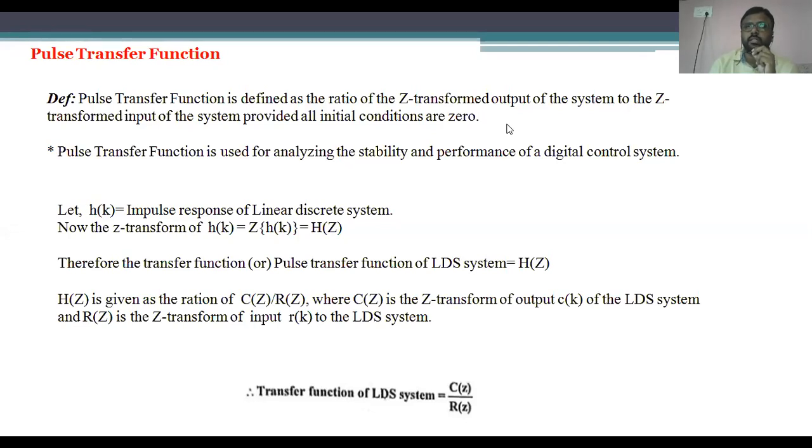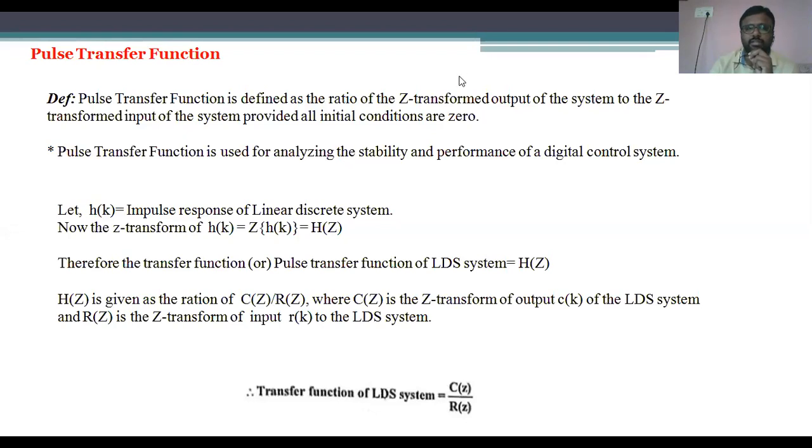Mainly, this pulse transfer function is used for determining and analyzing the stability and performance of the digital control system. Simply, this pulse transfer function can be taken as the Z transform of the output divided by the Z transform of the input.